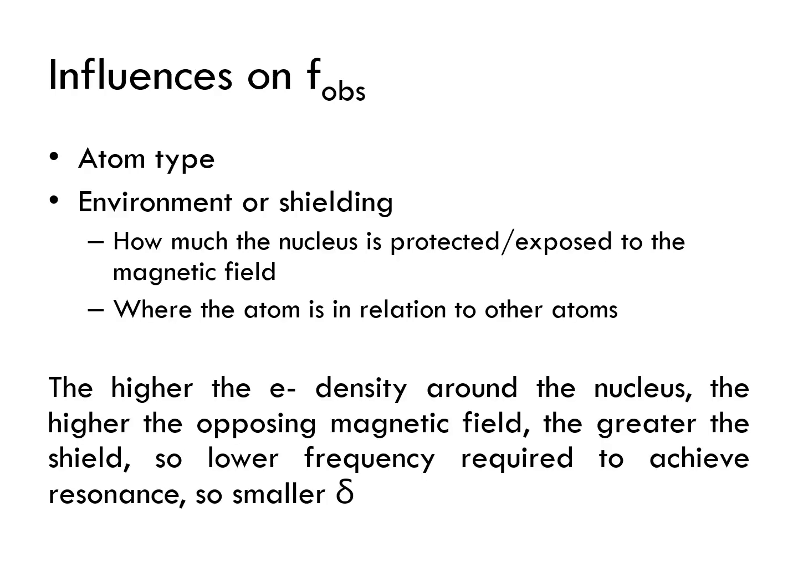So some things that can influence the observed frequency are the type of atom that you have, the environment or the shielding that happens, and some specific things with that is how much the nucleus is protected or exposed to the magnetic field. So if you have something that has an extreme electron withdrawing group, it's going to be more exposed, and therefore it might be shifted down farther. And then where the atom is related to other atoms. So if you have something that is in a protein backbone versus an aromatic ring, you're going to get severely different NMR data from that.